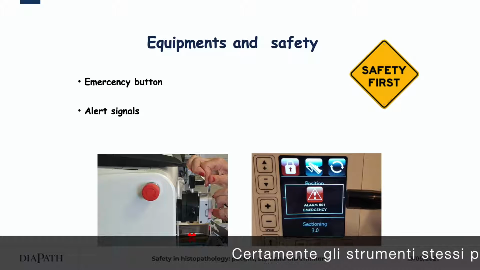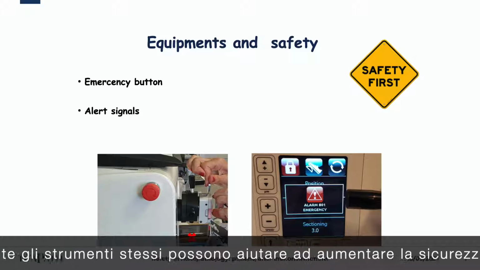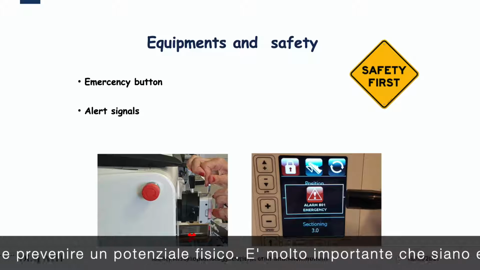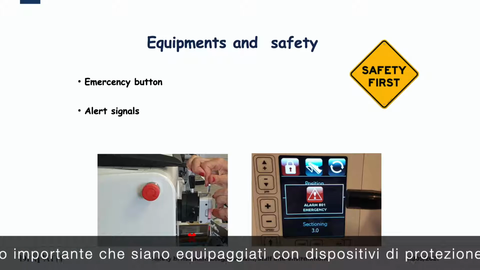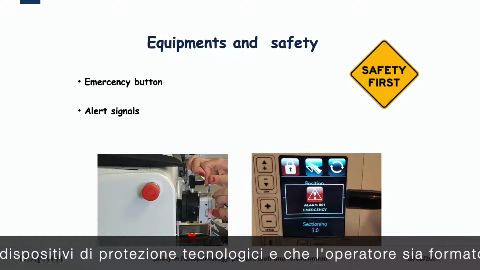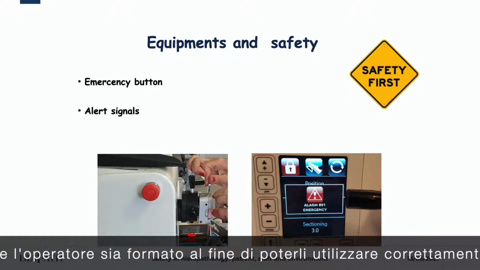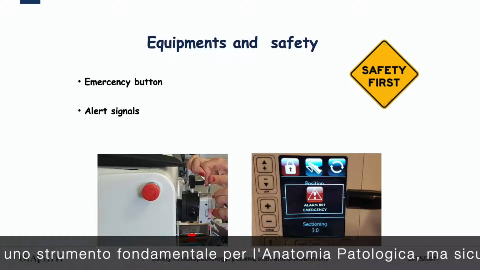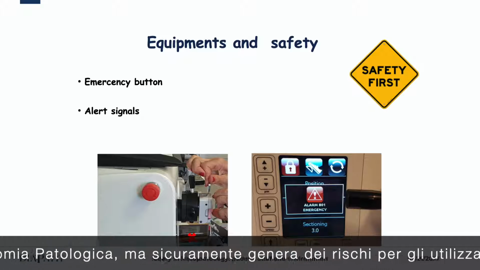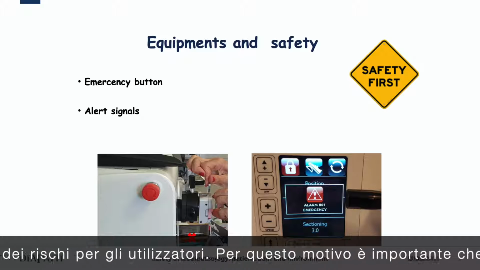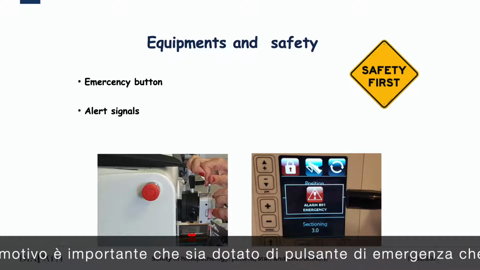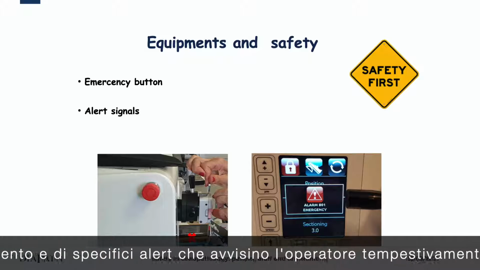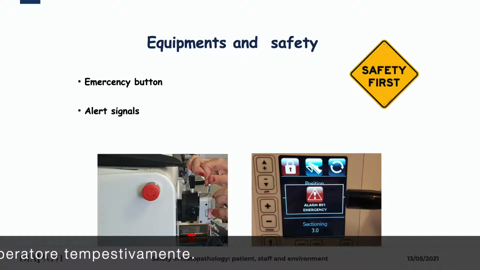Certainly, the instruments themselves can help to increase the safety of the operators and prevent a potential physical injury. It is very important that our devices are equipped with technological protection systems and that the operator is trained to make a correct use of them. The microtome is an essential tool for pathological anatomy, but it certainly involves risks for the users. For this reason, it is important that it is equipped with an emergency button that blocks the instrument and with specific alerts that warn the operator in good time.